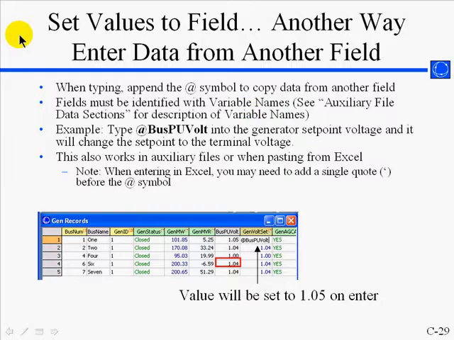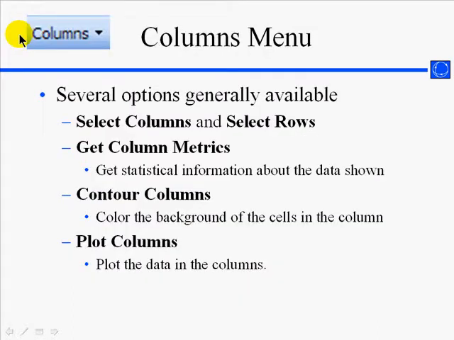The next set of functions to the right in the Case Info toolbar is the Columns menu. There are several options available there. You can select all of the items in a particular column or row. You can get column metrics, which we'll talk about in just a minute. This gives you a quick view of statistical information such as the sum and the standard deviation of all the numbers that appear in the selected columns. You can also contour columns and plot columns, and that basically pertains to numerical data.